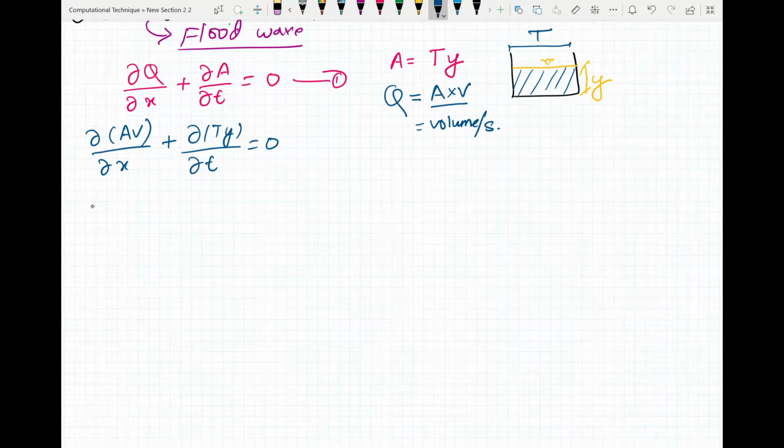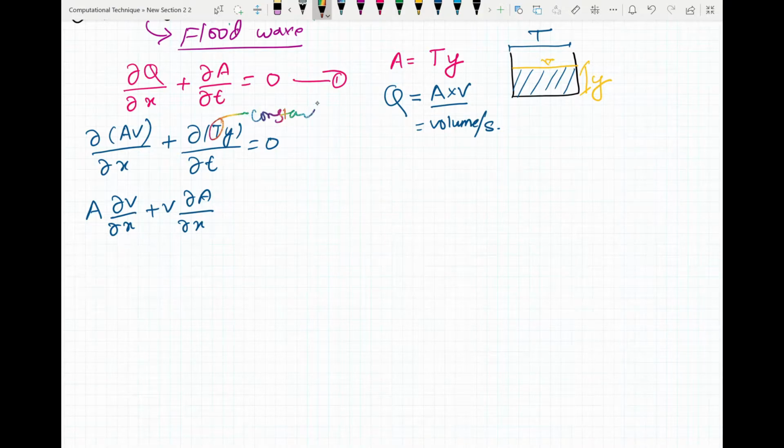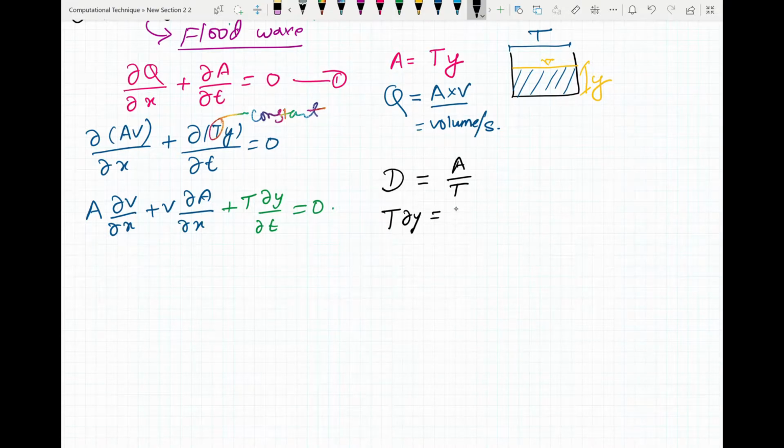Now this is a partial differential equation, so when you open this, what you'll get is, now this t here is considered to be constant, therefore, again there's one more term, your hydraulic depth d is given by A by t, and your t dy will be equal to dA.